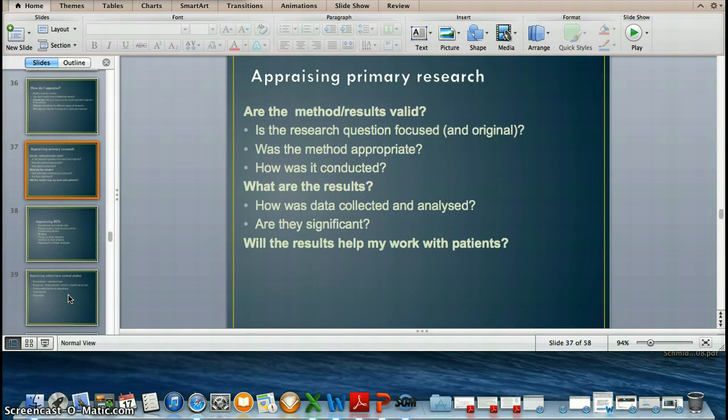Again, some of this is repeat information, but I want to make sure you get it. When you're appraising an article, you're looking at the methods and results. Are they valid? Is the research question focused and original? Was the method appropriate? How was it conducted? As for results, how was the data collected and analyzed? Are they significant? And will this essentially help with your patients?